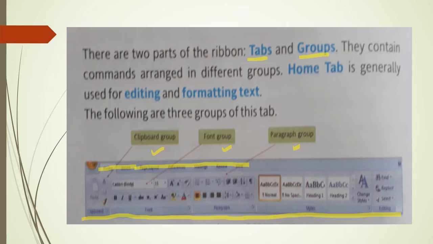This Home tab, we generally use this Home tab, and it is generally used for editing and formatting the text. Bold, italic, underline, all these things you will find in the Home tab. In the ribbon, the following are the three groups of this tab: the clipboard group, font group and paragraph group. These three groups are of the Home tab.